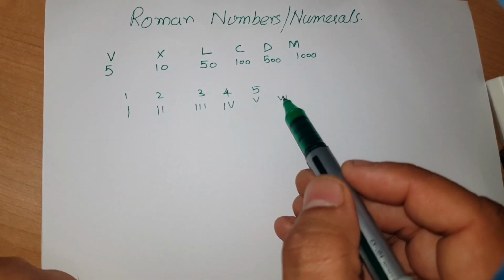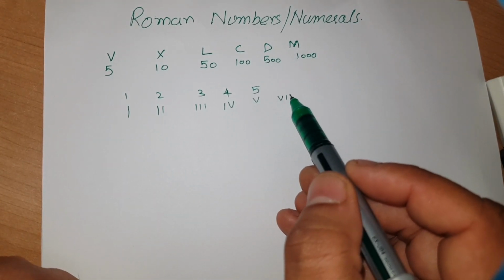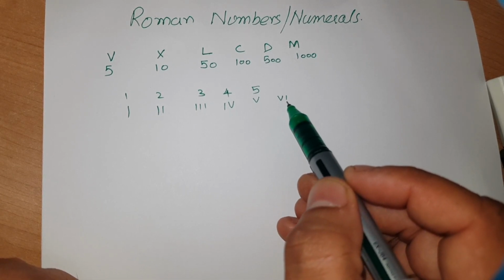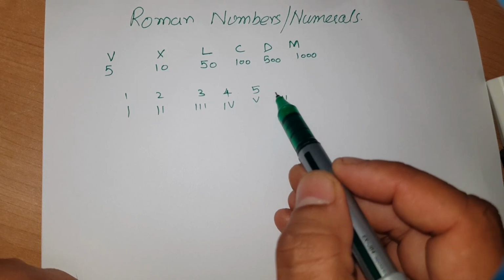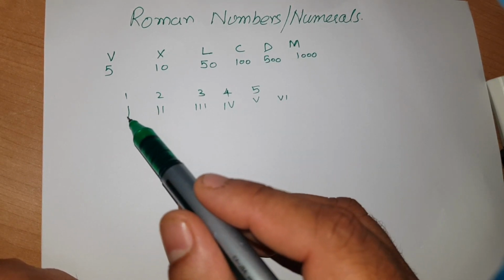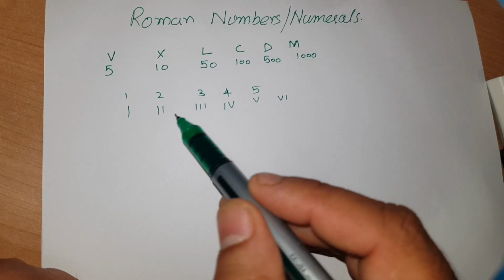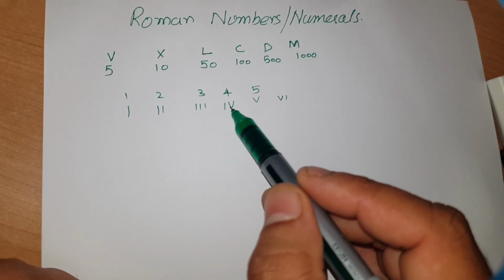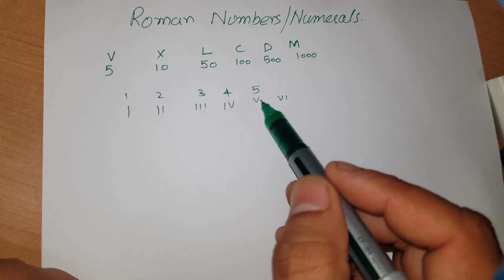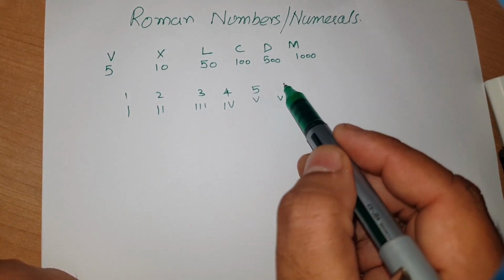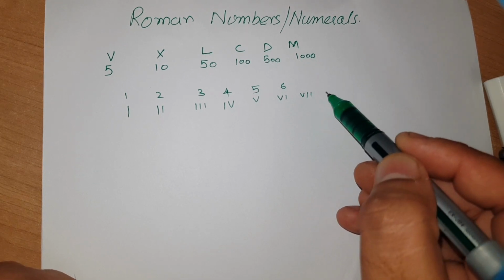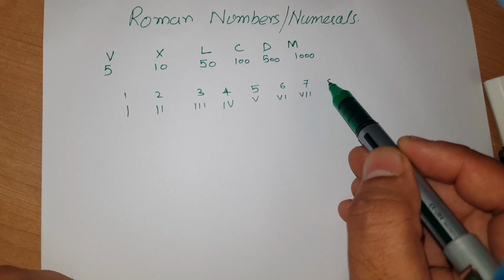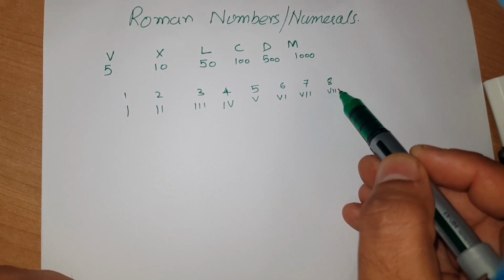Remember that in Roman numerals, if we write a small digit next to the bigger digit, we are adding it up. I repeat, if you write a small digit next to the bigger digit, we are adding them up. So 5 plus 1 is 6. And if the 1 comes before the 5, this is minus, so 5 minus 1 is 4. Then 7 is 5 and 2, and then 8 is 5 and 3.